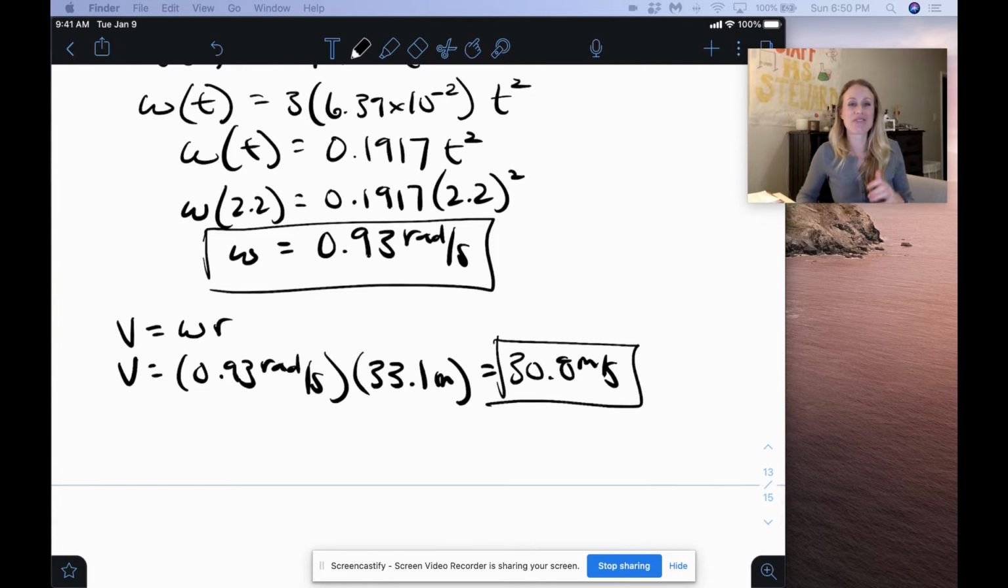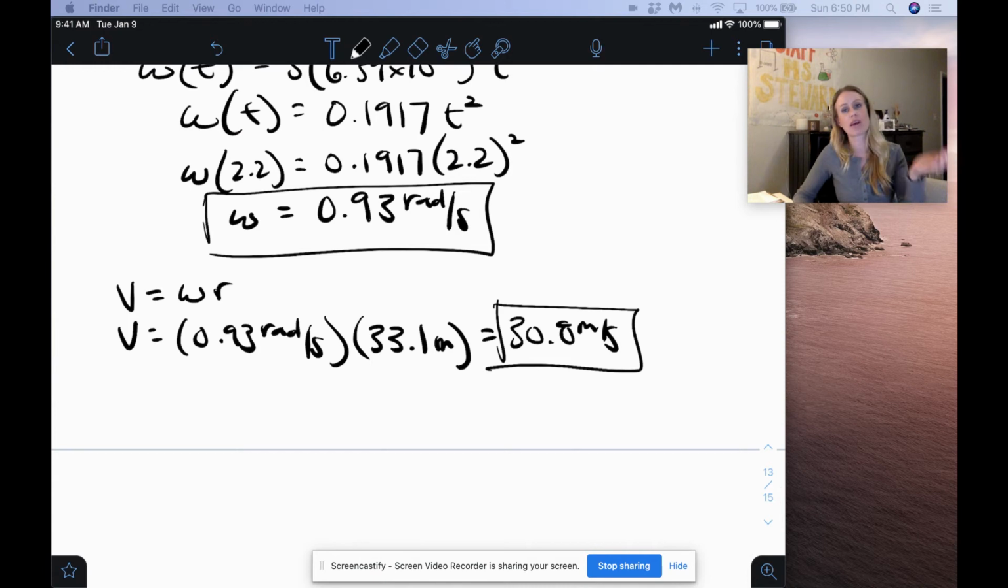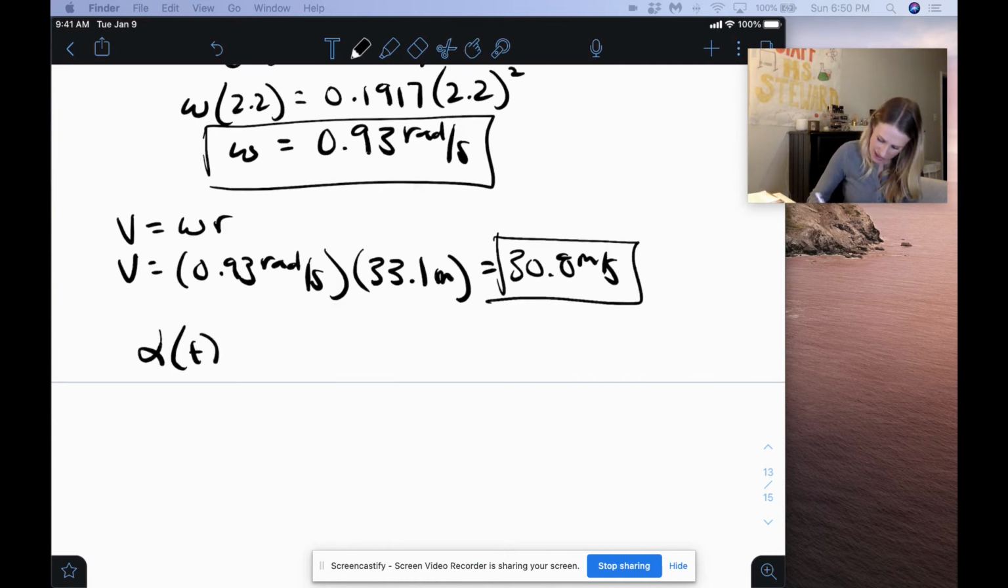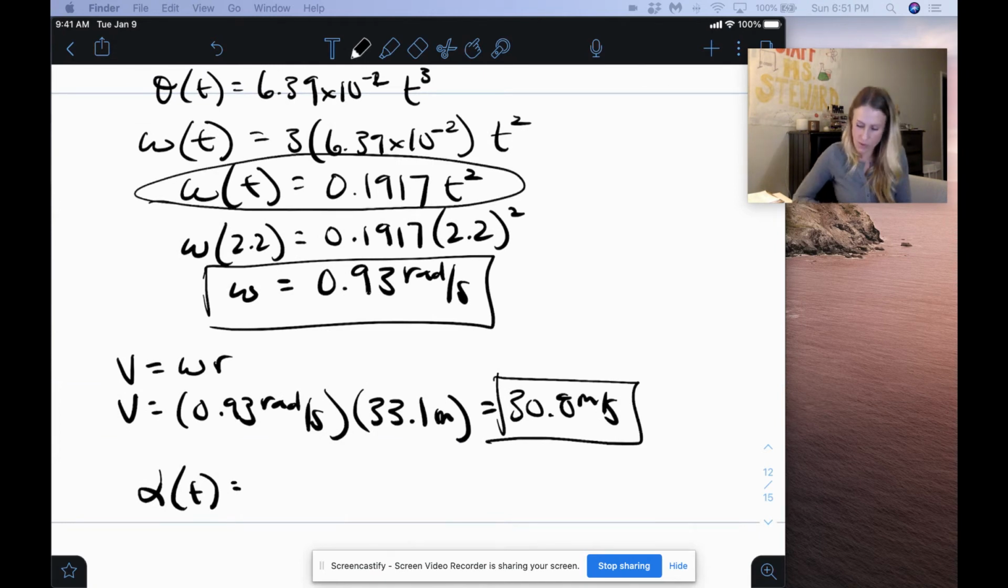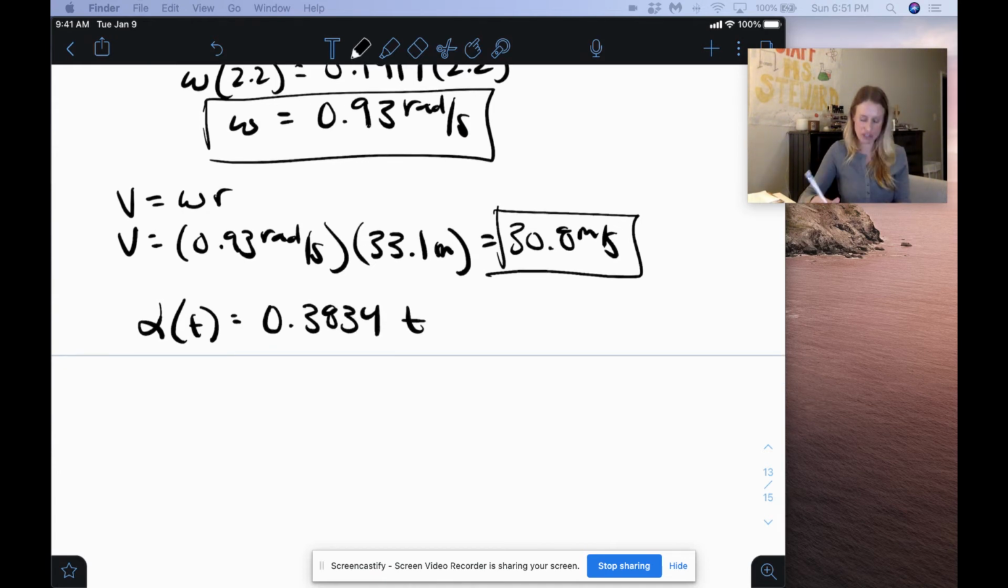So that's our answer for our linear velocity. And then we want to find angular acceleration. Just like when we go from position to velocity, when we go from velocity to acceleration, we take another derivative. So acceleration as a function of time will be the derivative of this, 0.1917 times time squared. I'm just going to multiply 0.1917 times 2, subtract 1 from that exponent. So for angular acceleration, we end up getting 0.3834 t. And then, of course, we're evaluating at 2.2 seconds.